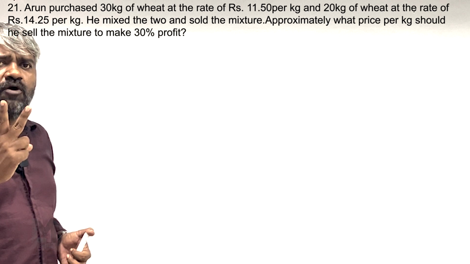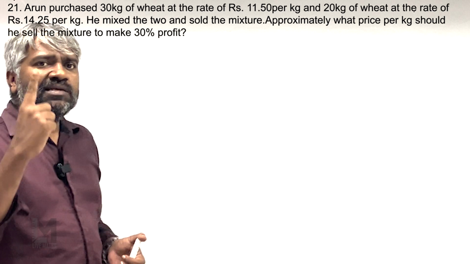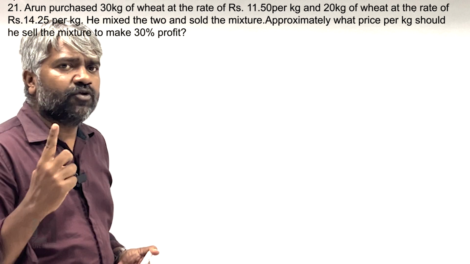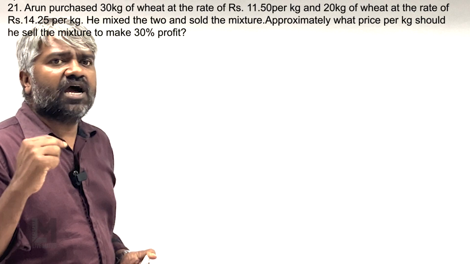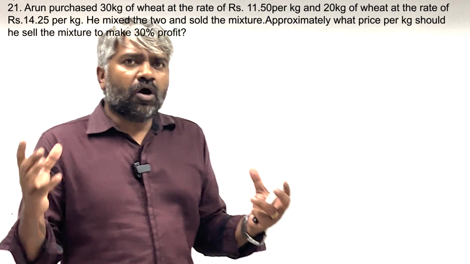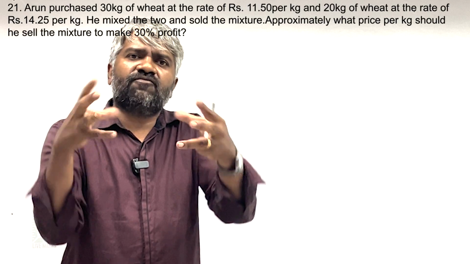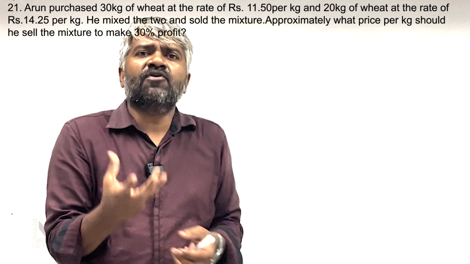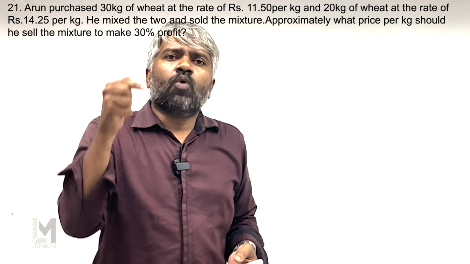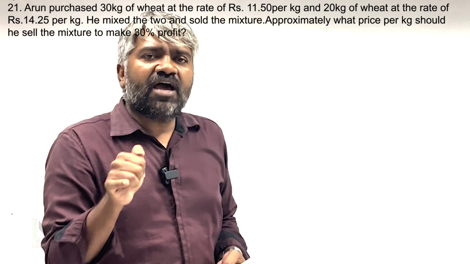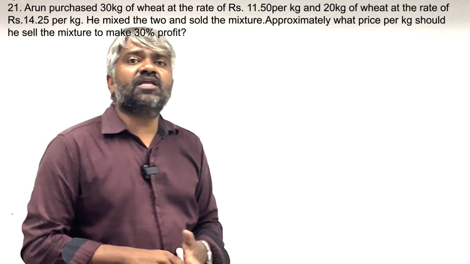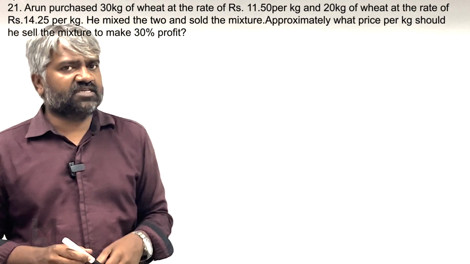He is buying 2 types of wheat. One, he bought 30 kg at 11.5 rupees and 20 kg at 14.25 rupees. Now, he is going to mix this 30 and 20 kg of wheat together, so you will get a mixture of 50 kg. Now, what should be the selling price where you should make a profit of 30% in this case, right?